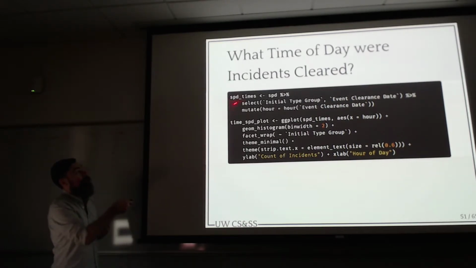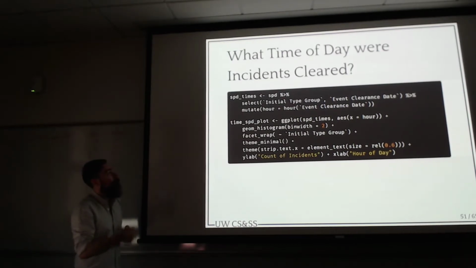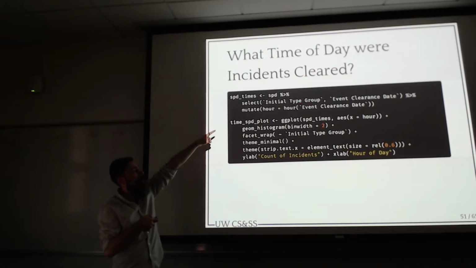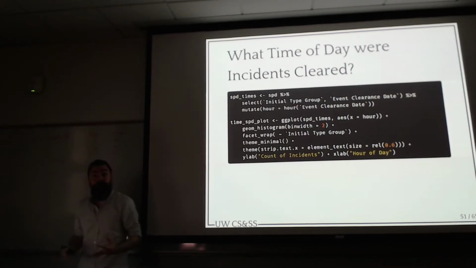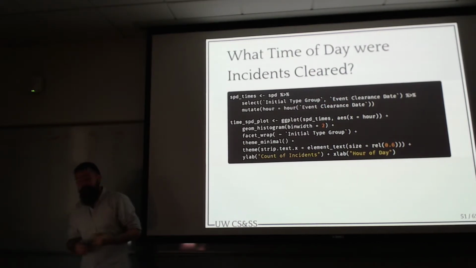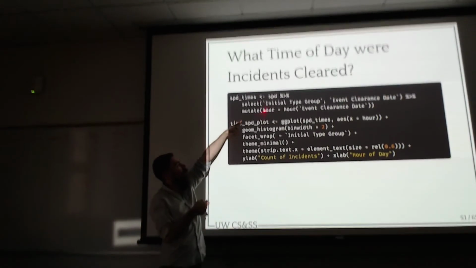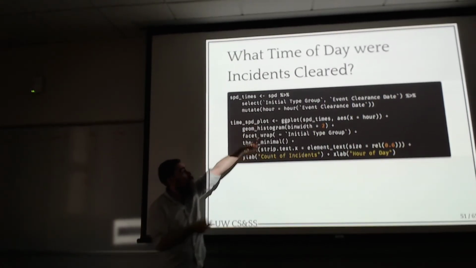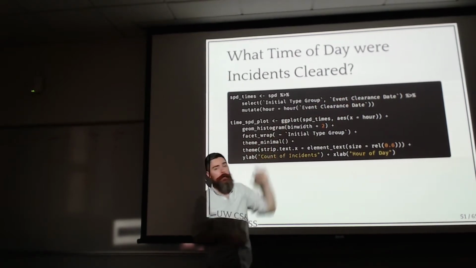So I'm going to create a new object, SPD times. It's my SPD data. I'm going to select the initial type group, which is the type of crime, and event clearance date, which was the time that it was cleared at. And then I'm just going to mutate, I'm going to create a new variable, hour, which is just equal to whatever hour it was during that event clearance date.